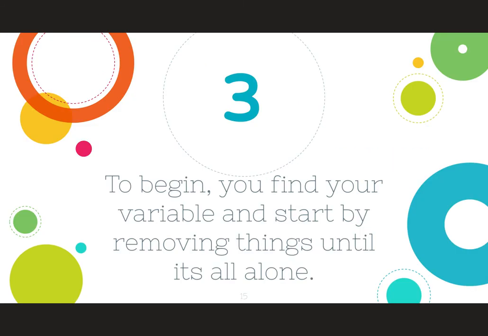So to begin, we know we're trying to get the variable by itself, right? You've got to identify your variable. You've got to find your variable and start by removing things until it's all alone. You're going to have variables in your equation, and the goal is to just start stripping things away until it's all alone. Variable, all alone. So step number 3, find your variable, start removing things until it's all alone.